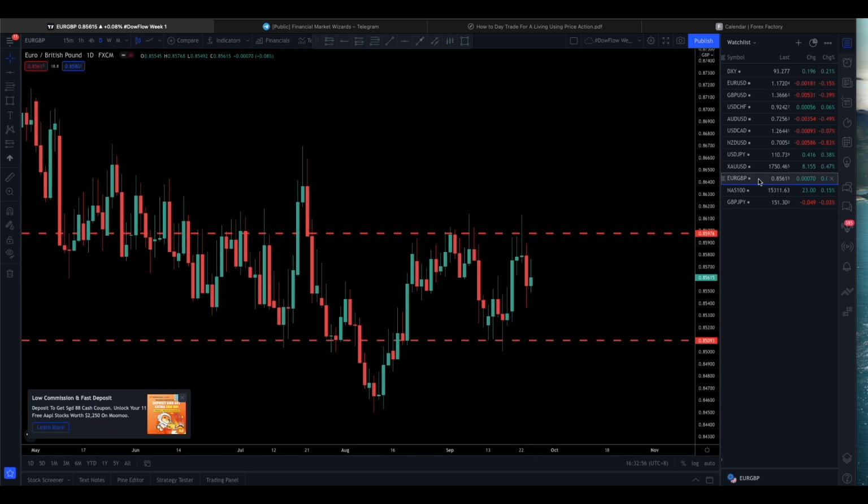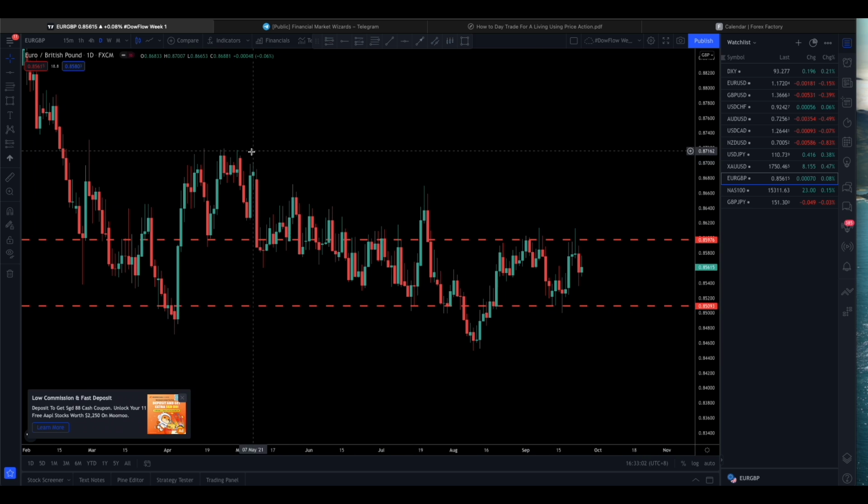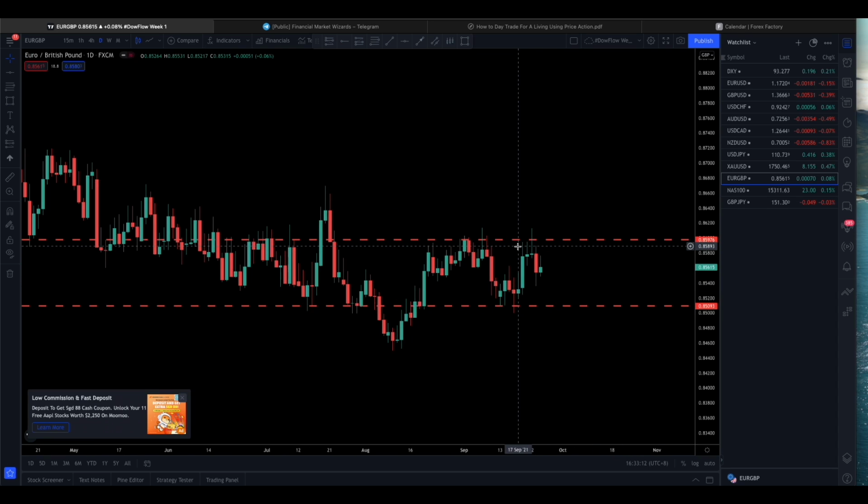So let's talk about Euro Pound. Euro Pound, I would say that is in a range. You have support here and you have resistance here. You can see that at a glance, this entire movement for Euro Pound has been pretty choppy. It goes up, down, down, it goes nowhere. And I would say that it's still probably the same. This is support, this is resistance.